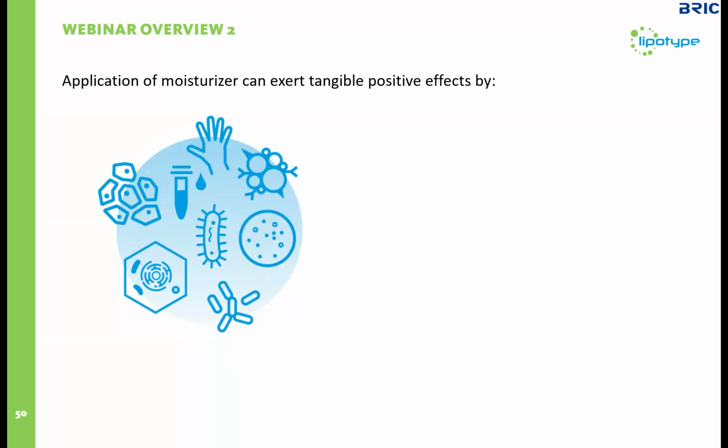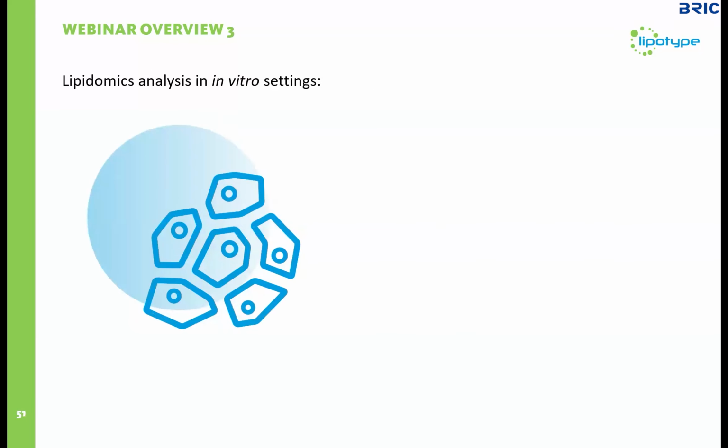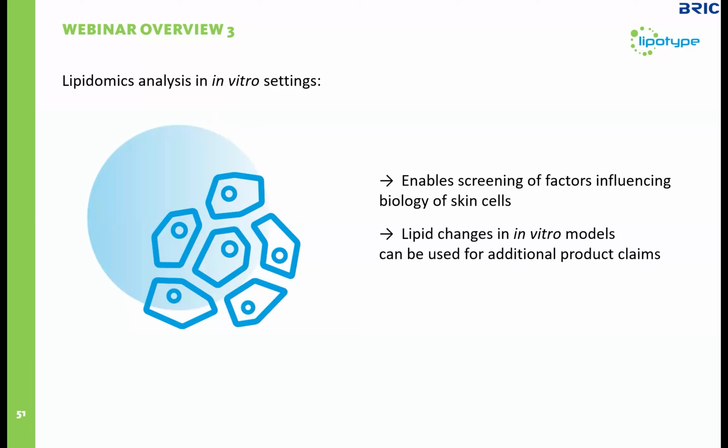Then we have learned that application of moisturizer can exert tangible positive effects by increasing endogenous synthesis of ceramides, changing the length of ceramides and other lipids in stratum corneum, and by promoting beneficial changes in skin microbiome. And finally, we have covered the topic of lipidomics in in vitro settings. I hope I could convince you that it enables screening of factors influencing skin cell biology, and that lipid changes in vitro could be used for additional product claims if you are in research and development.